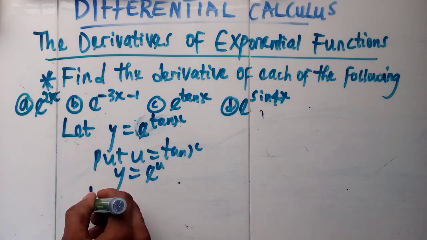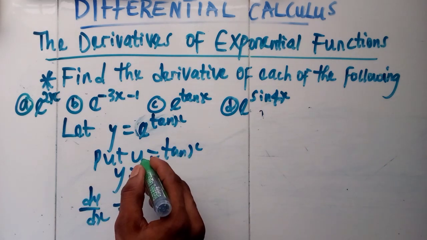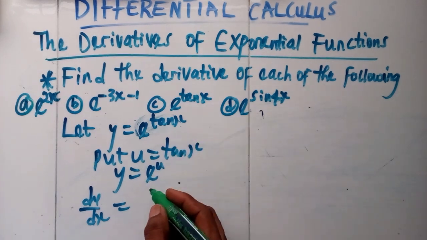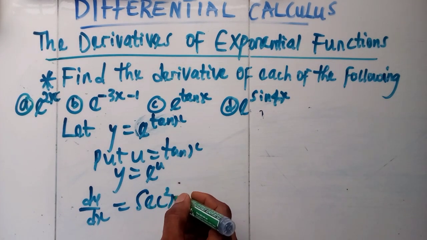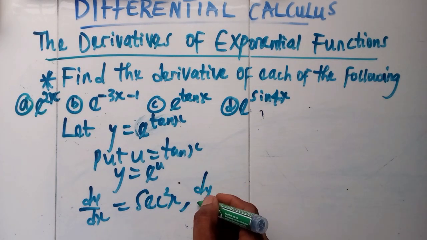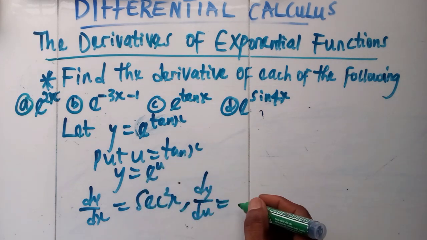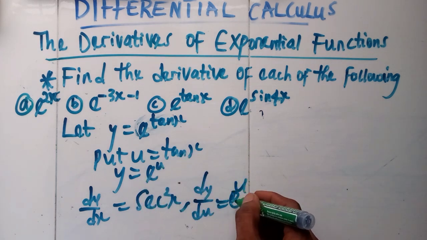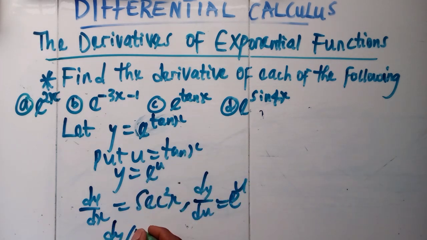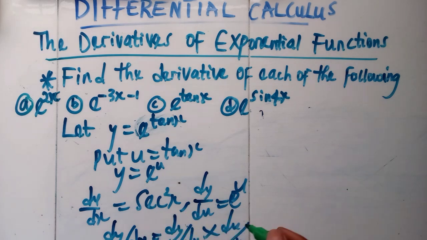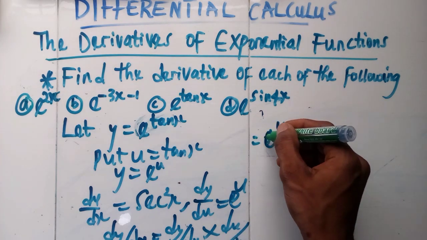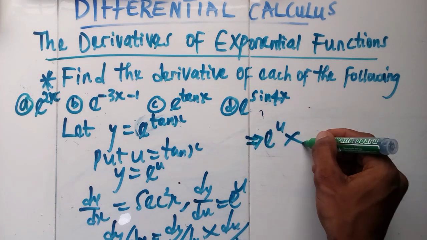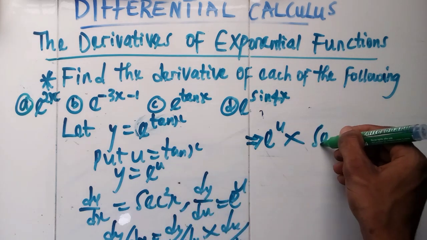The same step: du over dx, the differentiation of tan x, will give us sec square x, and dy over du, the differentiation of e raised to power u, will give you e raised to power u as the derivative. So remember from chain rule, dy over dx is equal to dy over du multiplied by du over dx, and that is simply e raised to power u times sec square x.